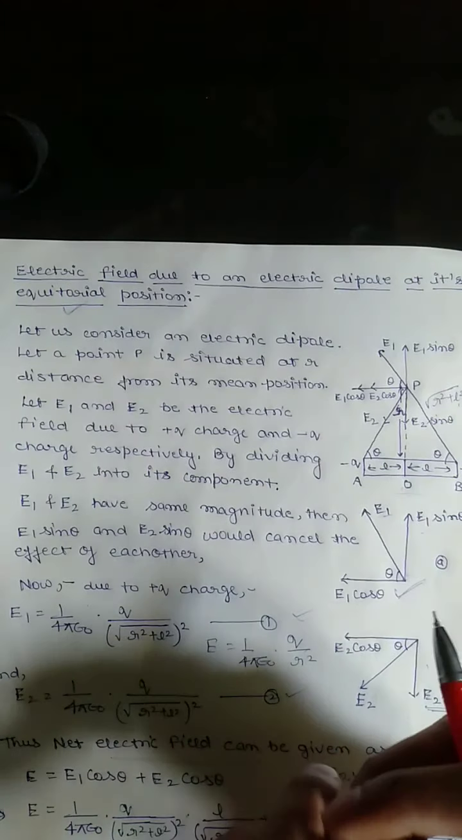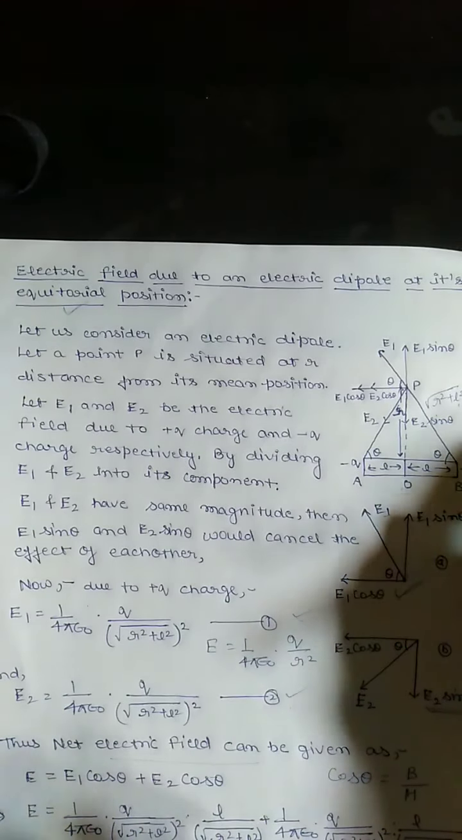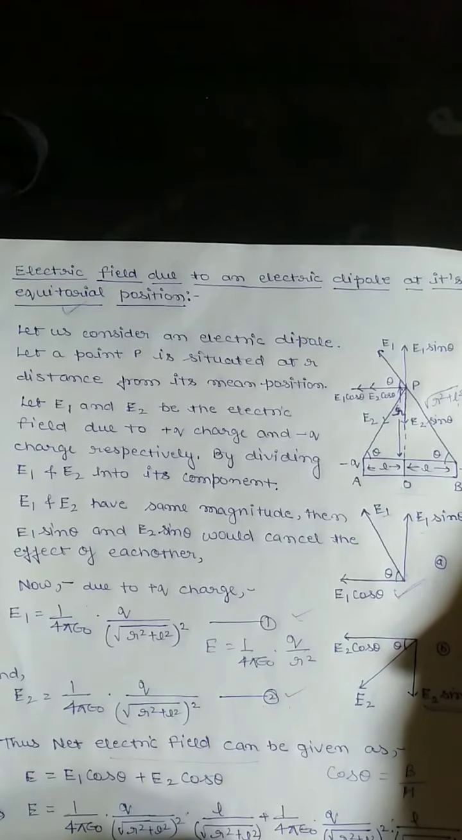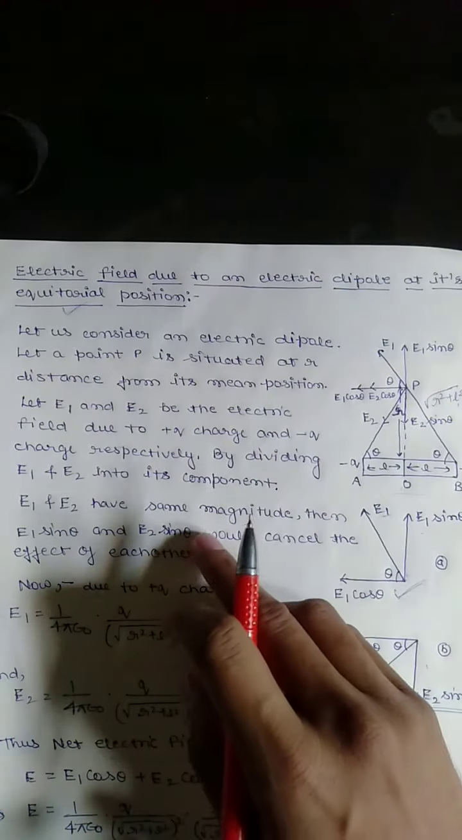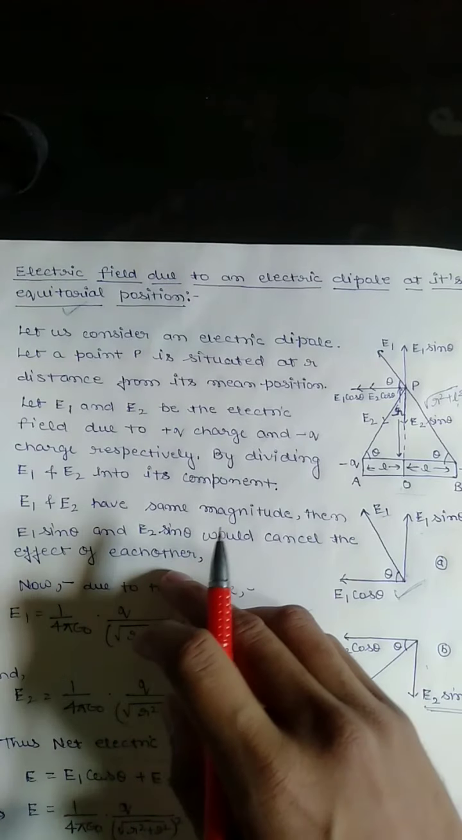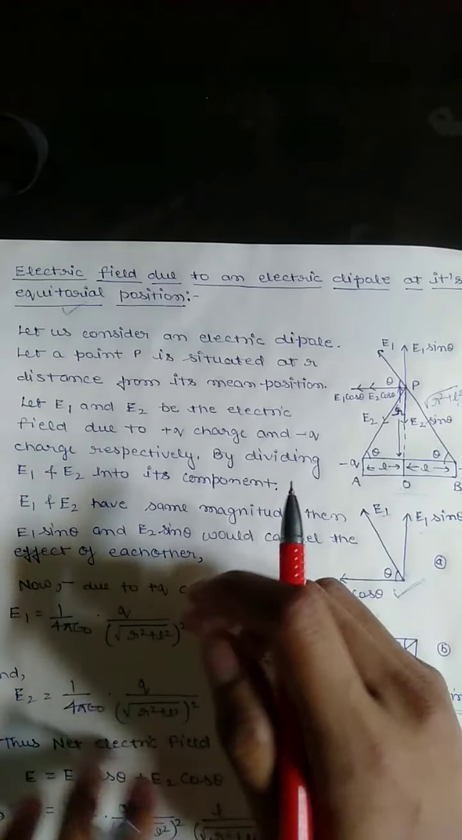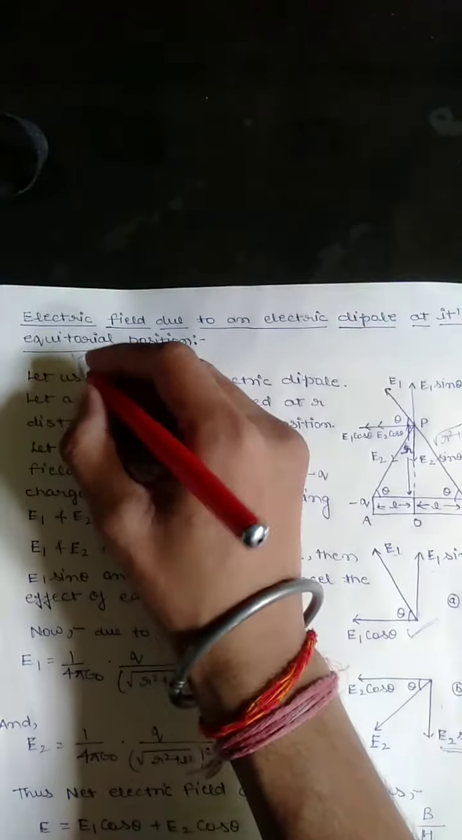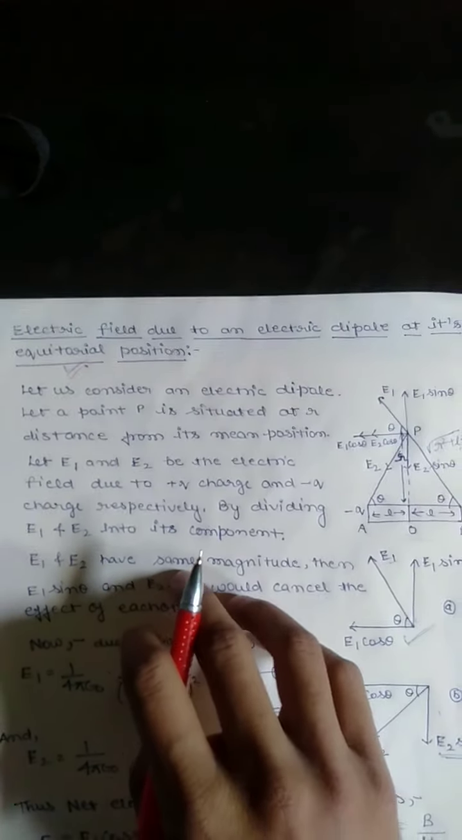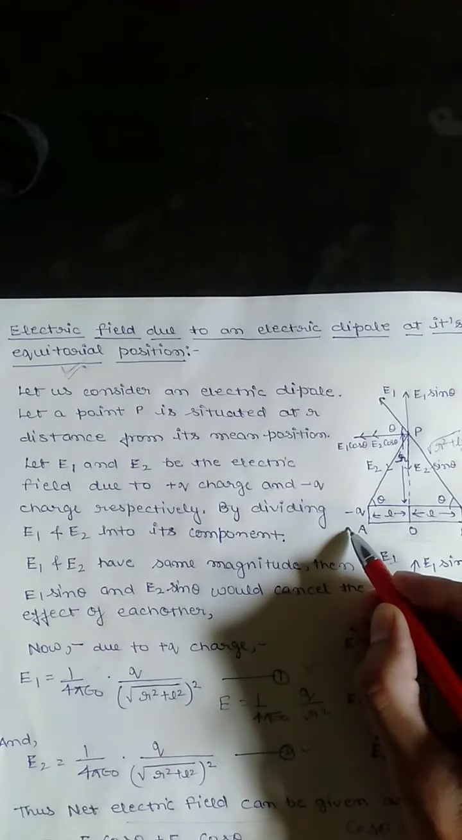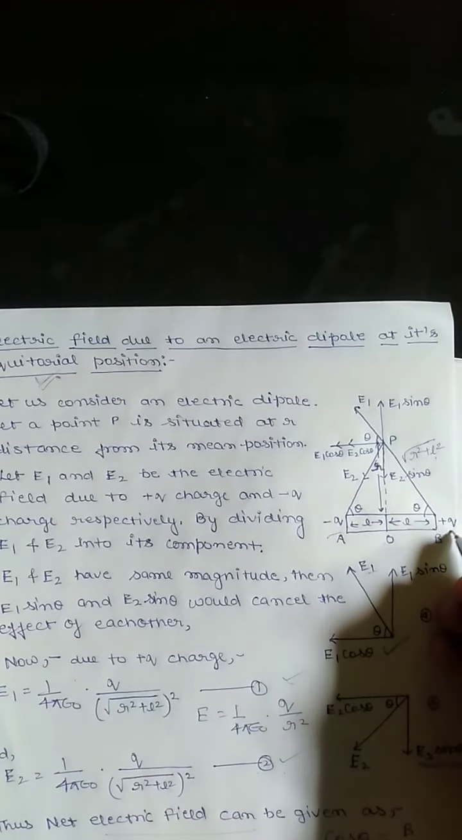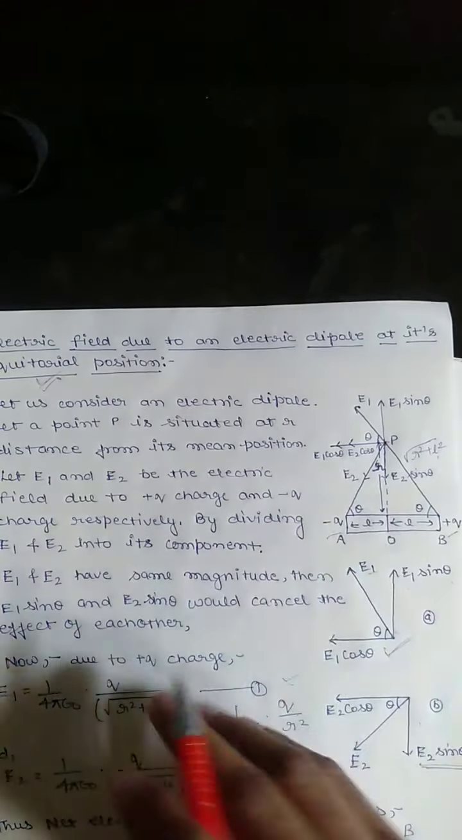Good afternoon, students. In the last lecture, we discussed the electric field due to an electric dipole at its axial position, but here we are going to discuss the electric field due to an electric dipole at its equatorial position. Let me discuss this point. What is equatorial? Equatorial means the distance which is the same from both of the charges, that is, from minus q and from plus q, it is the same distance.